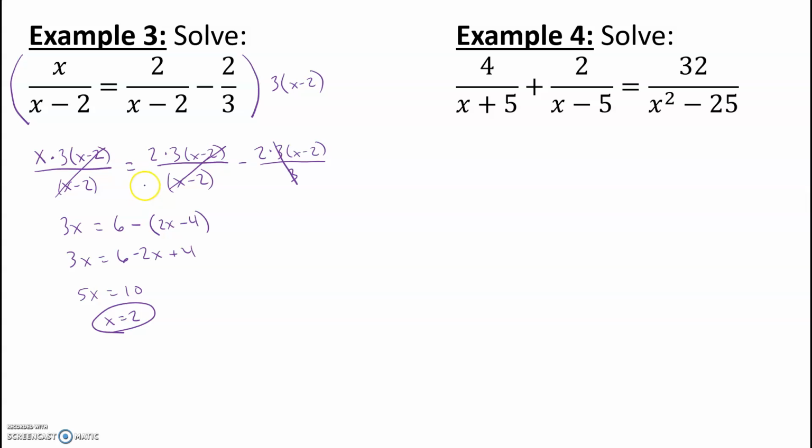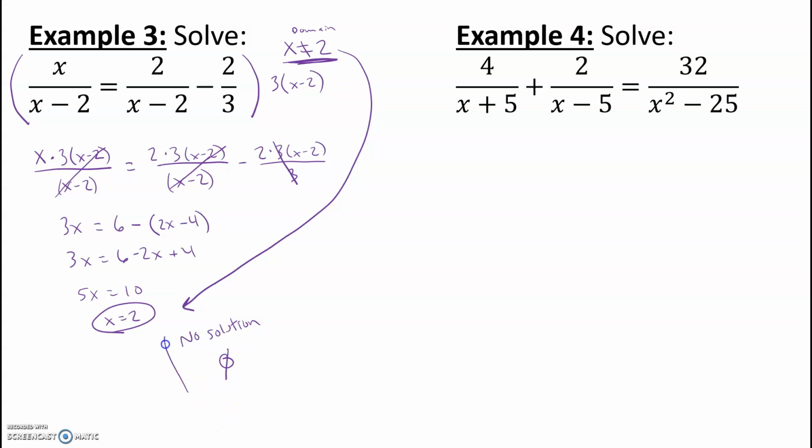I forgot the domain again. So we're going to look back here at our domain. We know in the beginning x cannot equal 2. So there's our domain restriction. And you look down here, x cannot equal 2. So in this case, that was the only answer we got. We have no solution. No solution, the null set.